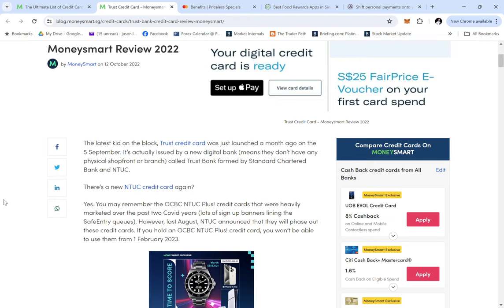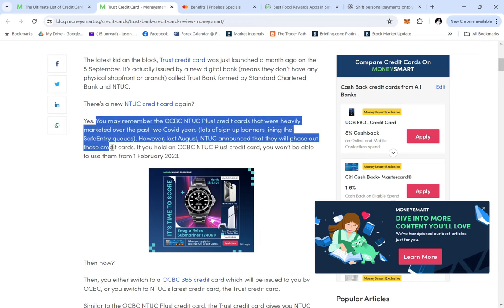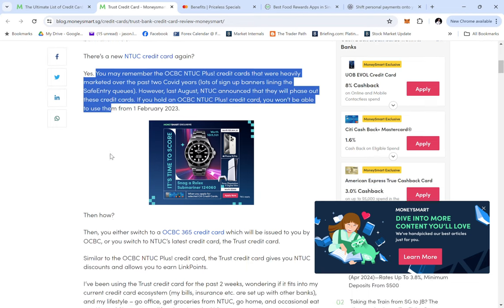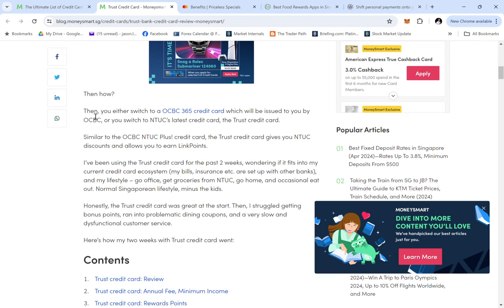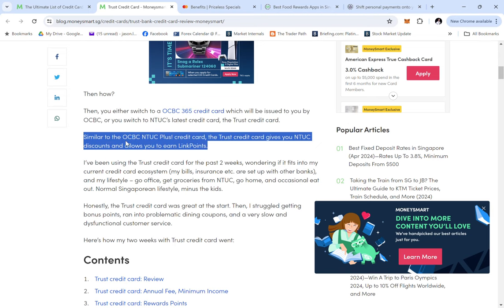Remember there was an NTUC OCBC card in the past, right? NTUC is going to phase out this credit card and use this Trust Card. So you either switch to the OCBC 360 credit card that will be issued to you by OCBC, or you switch to NTUC's latest credit card, which is the Trust Card. Similar to the NTUC OCBC card, the Trust Card can give you NTUC discounts and allows you to earn Link Points.